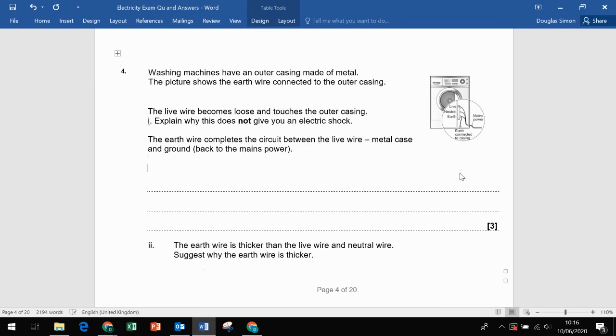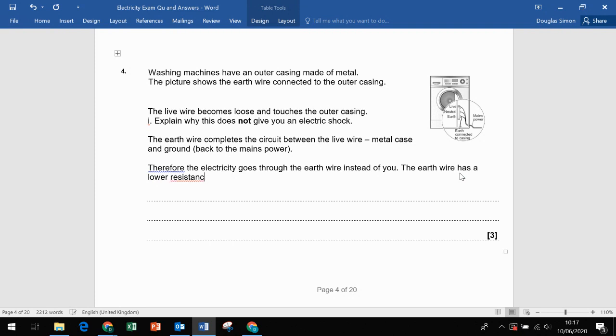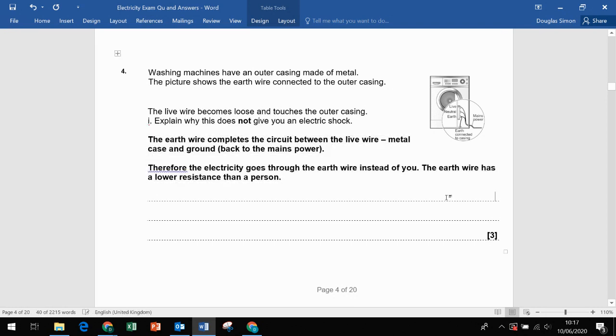Therefore, the electricity goes through the earth wire instead of you. And then why does it go through the earth wire instead of you? Well, the earth wire has a lower resistance than a person. All right. So making it bold to make it really clear. The electricity always goes down the easiest path. So if it has a choice between going down a low resistance earth wire and you, it's going to choose to go down the earth wire.